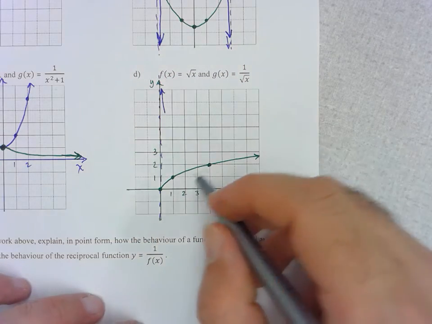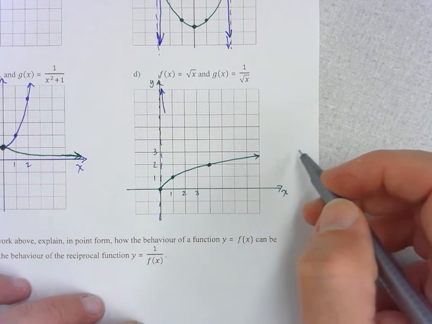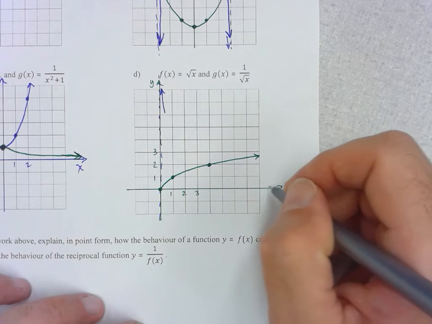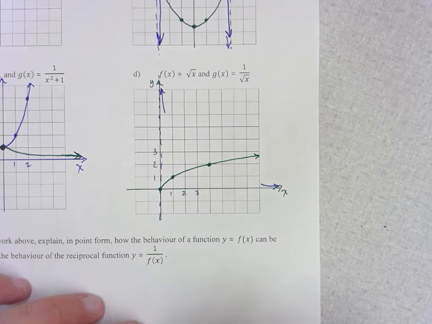Okay, let's look at the end behavior of this function. Well, here, as x gets larger, the y values are also getting larger. So when I take reciprocals of large positive numbers, I get small positive numbers. So we have end behavior that looks like this.